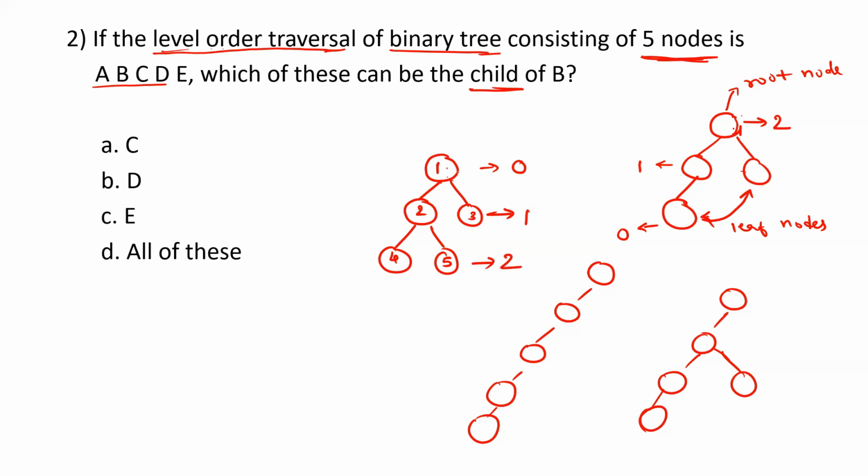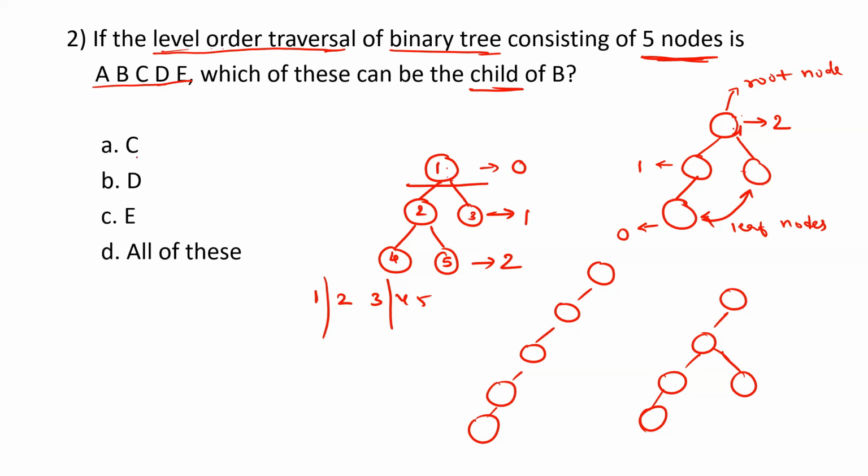Now, what will be the level order traversal of this according to the approach that we have got? That would be 1, 2, 3, 4, and 5, because in the 0th level we have 1. In the first level, we have 2 and 3, and in the second level, we have 4 and 5. So in this way, the level order traversal of this particular binary tree will be 1, 2, 3, 4, 5. And in the same way, you have to construct the tree in such a way that the level order traversal of that particular tree will be A, B, C, D, and E. And what they want is, what are the possibilities of the child of B?